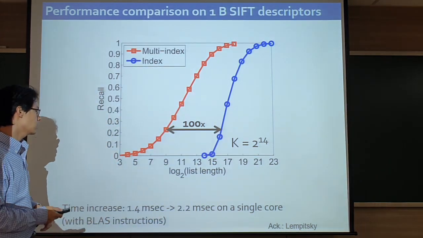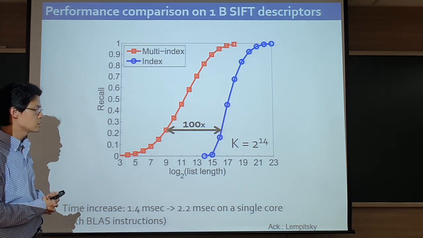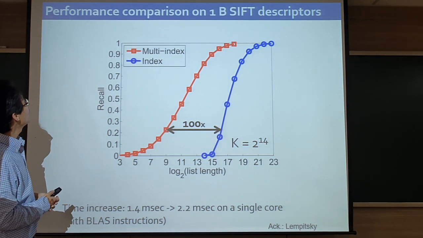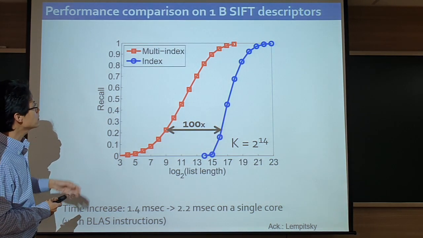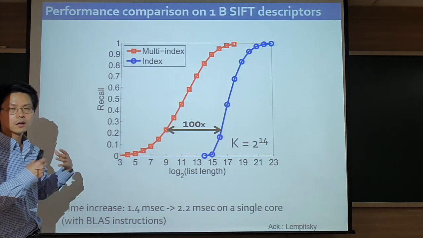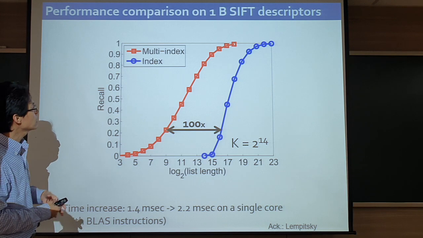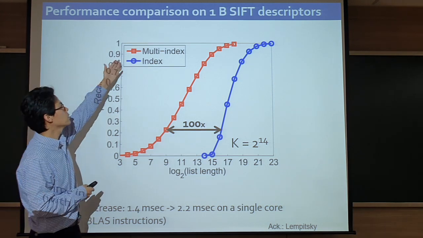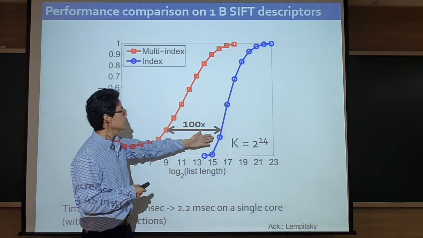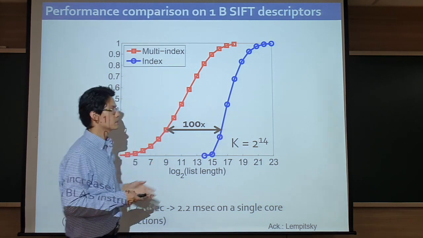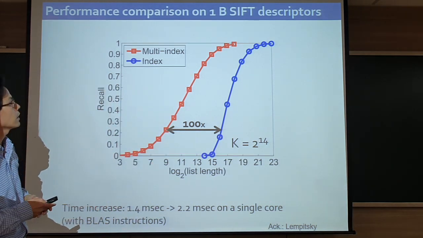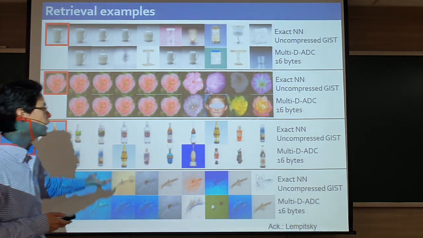Also, it turns out it is reasonably fast compared to the plain index. Obviously, by considering multi-index, the running performance will be a little bit slower, but it gives us much better accuracy. That's the main benefit of using multi-index. That's the main idea here.